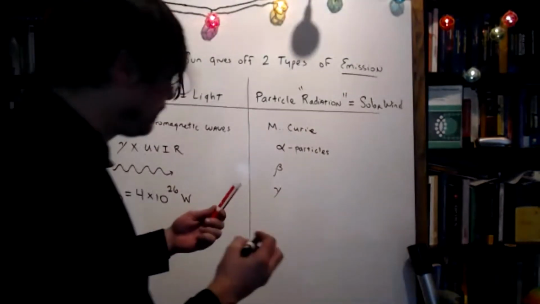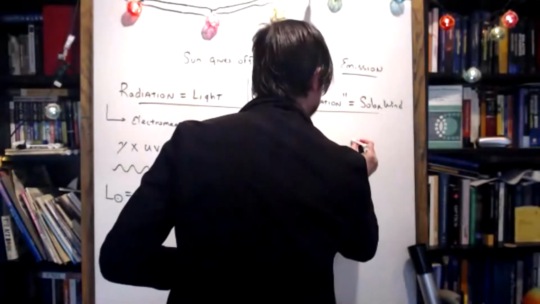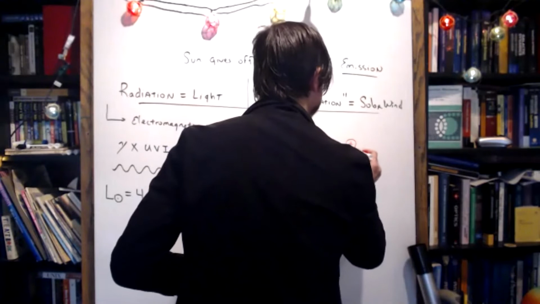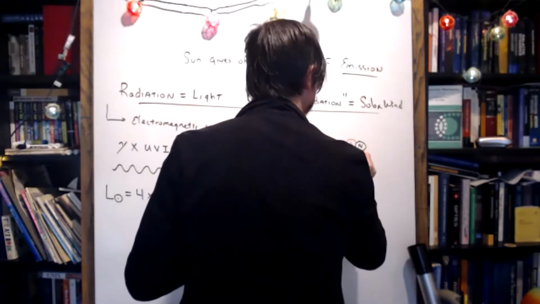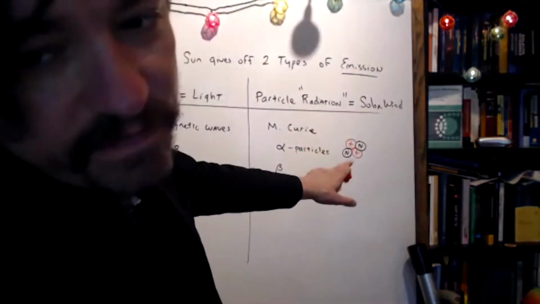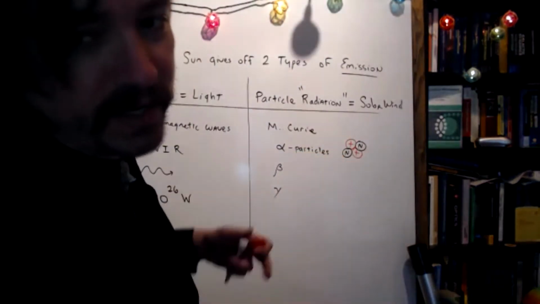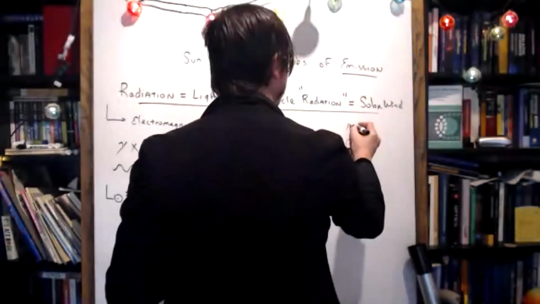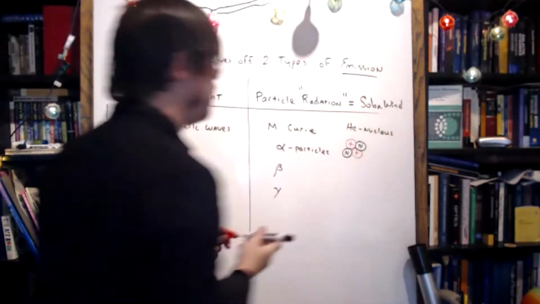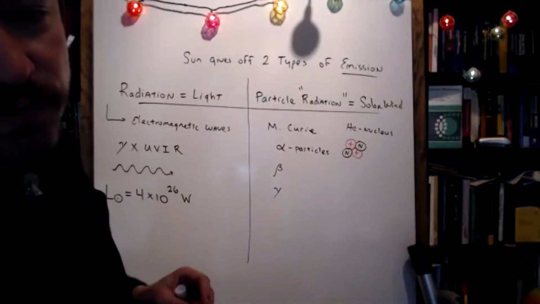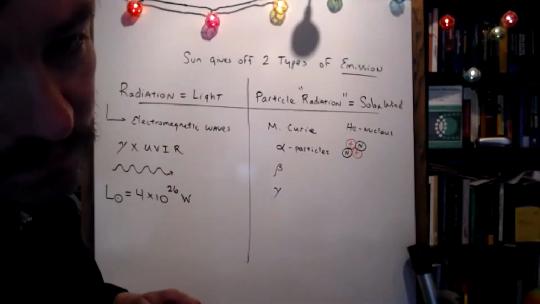Let's draw a helium nucleus together. It's 2 protons and 2 neutrons. This is a very important particle in nature. It's a helium nucleus. But scientists refer to it as an alpha particle.